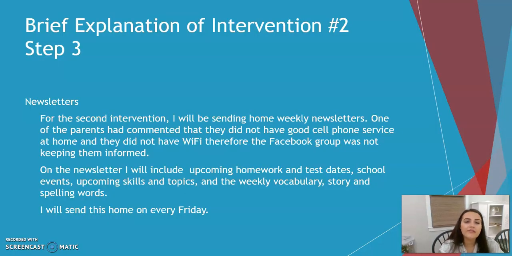Okay, a brief explanation of intervention number 2, which was newsletters. So for the second intervention, I'll be sending home weekly newsletters. One of the parents had commented that they did not have good cell phone service or Wi-Fi at home, so the Facebook group was not keeping them informed. On the newsletters, I will include the upcoming homework and test dates, school events, upcoming skills and topics, and the weekly vocabulary, story, and spelling words. And I will send this home every Friday so they will have it to work on the whole next week.